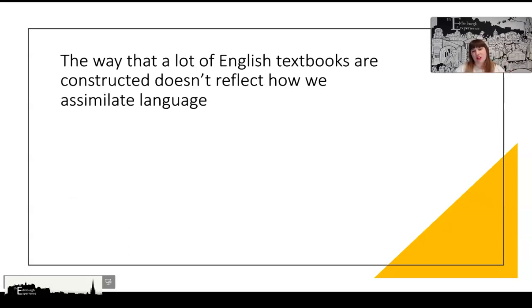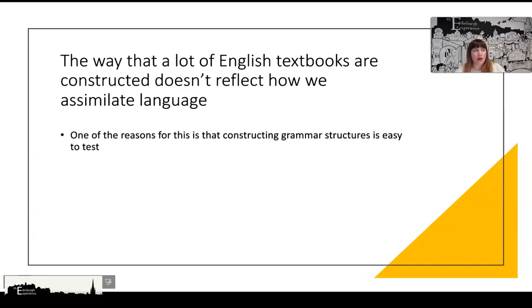So the way that English textbooks are constructed, not all of them, but a lot of them, it doesn't really reflect how we assimilate language, yeah? One of the reasons that constructing grammar structures is focused on so much in a lot of course books and in a lot of English courses is that this is something which is really easy to test. It's very easy to test if you know how to construct the present perfect, or sentences with will, or the present simple. Yeah, that's an easy thing to make an exam about.